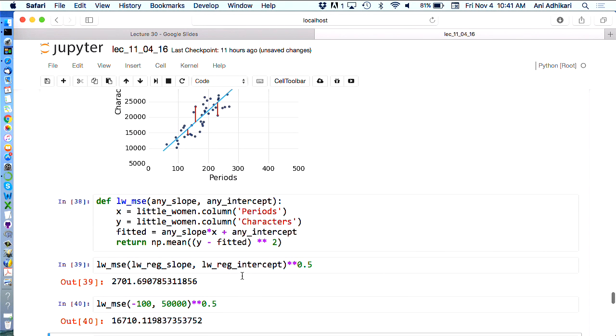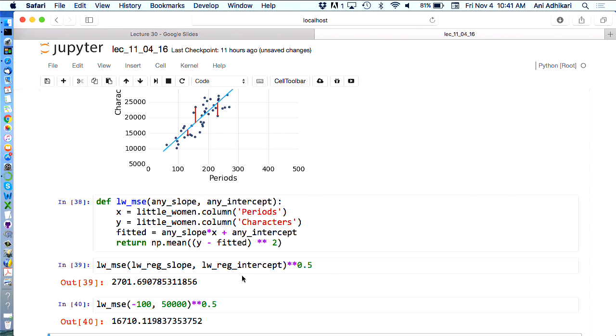So what are we doing here? What we're doing is we're doing trial and error. We're throwing in a slope and an intercept, seeing what error we get. Then we're throwing in another slope and intercept, seeing what error we get. And well, it's faster if a computer would do it for us.